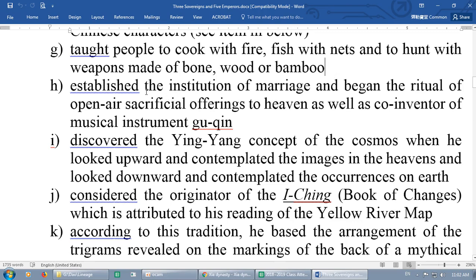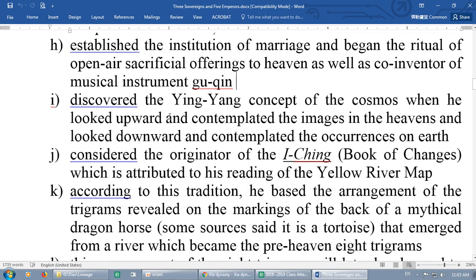He also supposedly established the institution of marriage. Really, you would not think, wow, that's pretty advanced. They know about marriage. That concept of marriage. And then he began the ritual of sacrificial offerings to heaven. And supposedly he was also a co-inventor, depending on the source, of a musical instrument called the guqin.